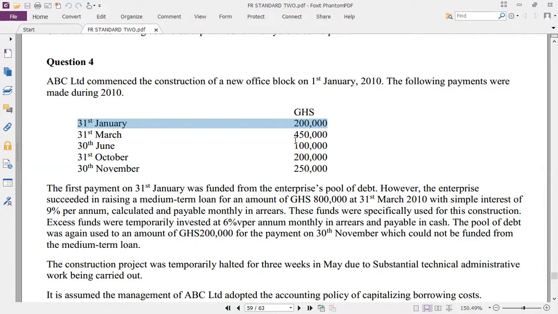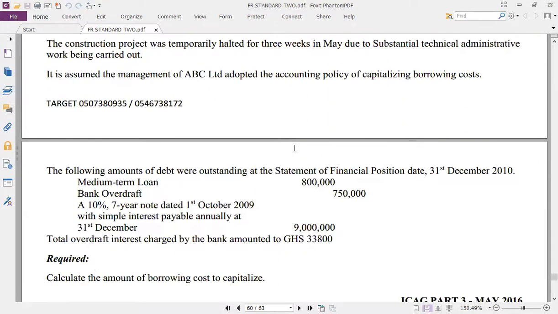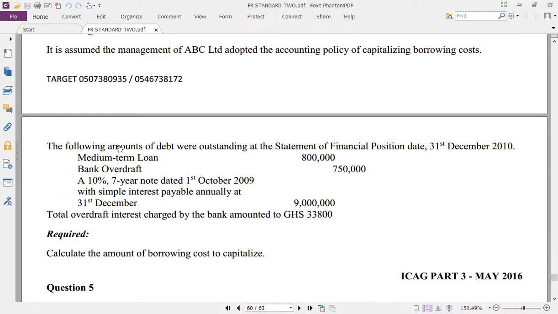The capitalization rate. Okay, so capitalization rate. The following amount of debt were outstanding at the statement of financial position date of the company. Bank overdraft, medium term loan, 800,000.